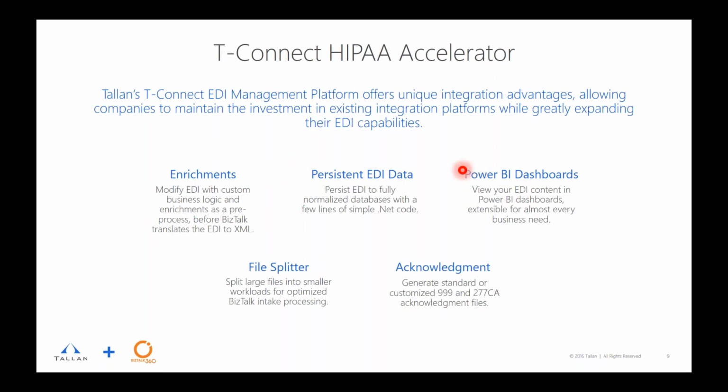And then obviously our Power BI dashboards and our portal allow you to interact with that data as well. And then we have various tools such as the file splitter that can work with BizTalk. We also have an enrollment differentiator and many more. So there's a lot of things that we can do with T-Connect to help fill those gaps. And then finally, it works with the BizTalk acknowledgements, so the 999s and the 997s, and then also able to produce 277 CAs. All of that just works out of the box.